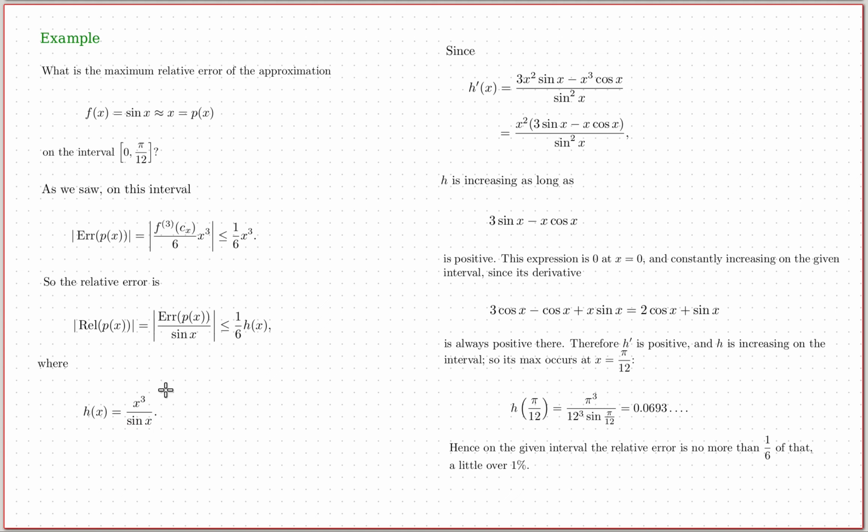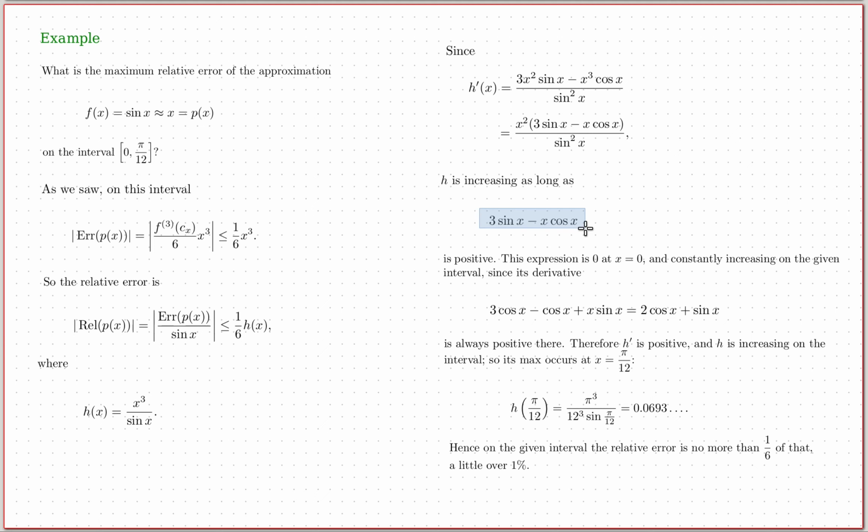Well, it turns out that h is going to be an increasing function, and so it's going to reach its maximum at pi over 12. But how do we know h is an increasing function? It's not terribly obvious just by looking at it. So let's take the first derivative of h, we get this. And if you factor the numerator, you see this. Now, x squared is positive, sine squared is positive, so this will be increasing as long as this expression, 3 times sine x minus x times cosine x, is positive.